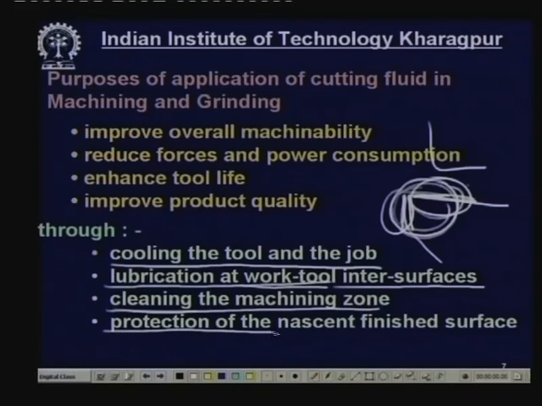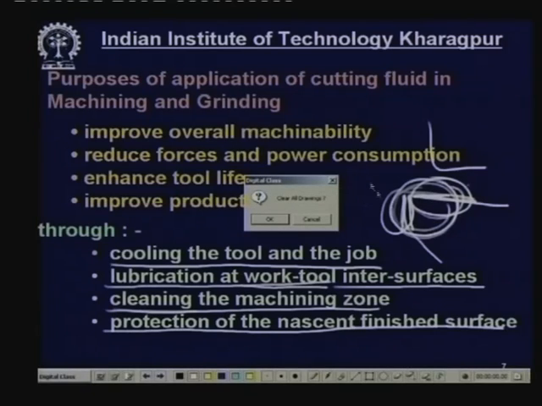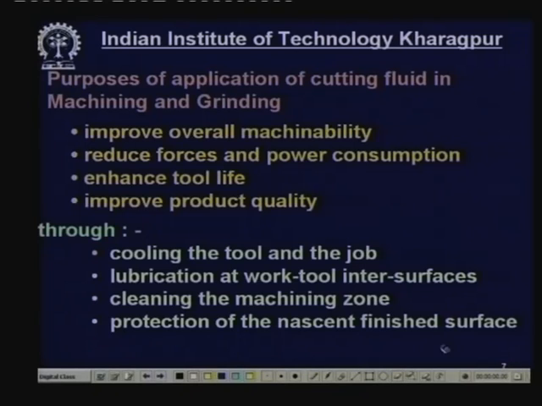And finally, protection of the nascent finished surface. When machining is done, suppose this is a rod we machine and produce the finished surface. Now, this finished surface is very nascent, and if it comes into contact with gases like nitrogen oxide, sulfur dioxide, hydrogen sulfide, or oxygen present in the atmosphere, it will be spoiled.